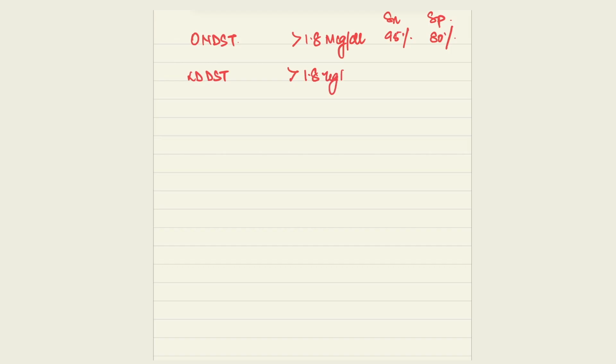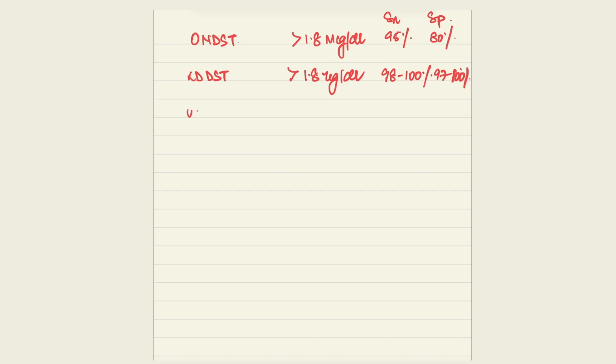So now we are going to make a table for various tests that we have done. So one is ONDST. It is positive when it is more than 1.8 microgram per deciliter, and the sensitivity is 95% and the specificity is around 80%. Now we come to LDDST. If we are going to give 0.5 milligram of dexa for 48 hours, and we are going to test the serum cortisol after the last dose. So the cutoff is again more than 1.8 microgram per deciliter, with the sensitivity being as high as 98 to 100%, while the specificity is also high at 97 to 100%.